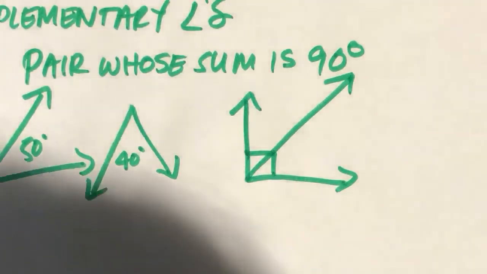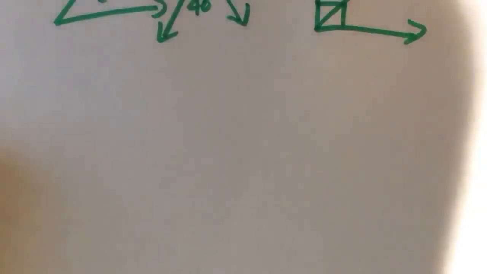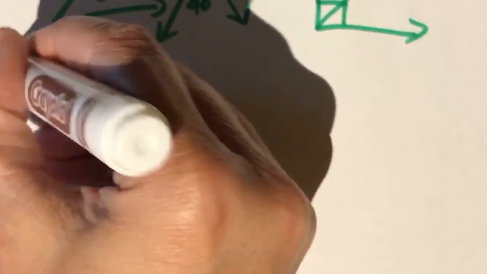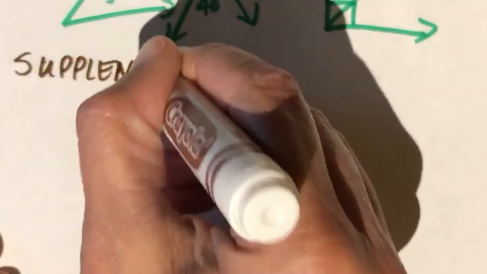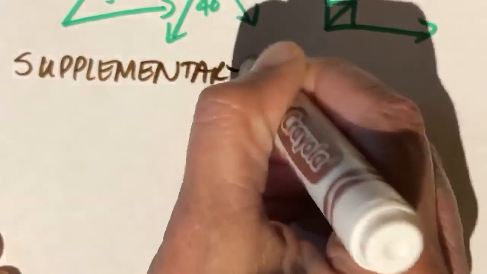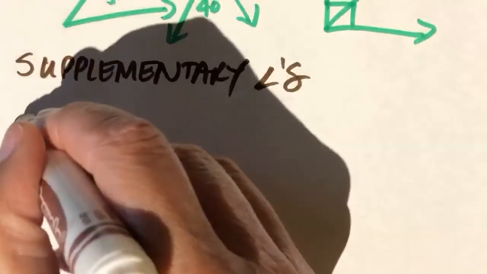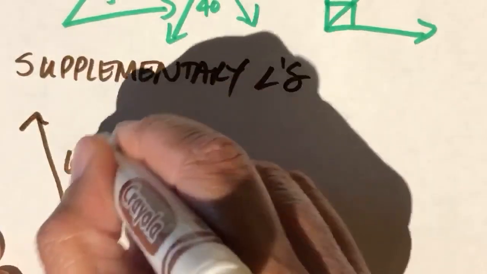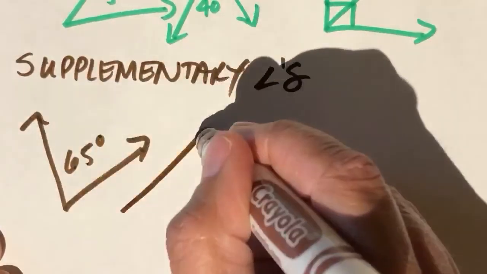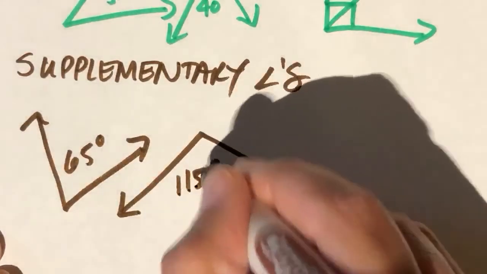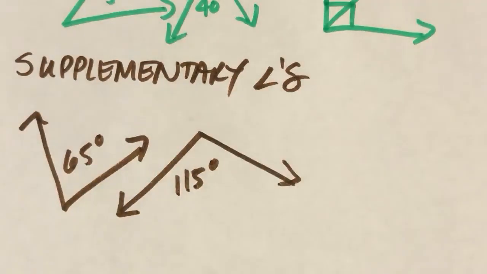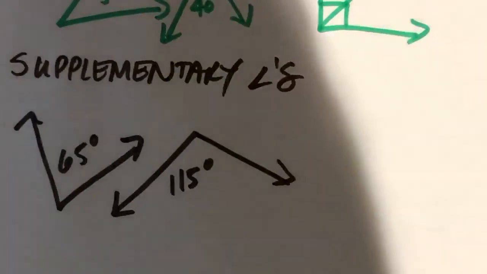Okay. So let's look at the next one. That's complementary, now supplementary. We've got supplementary angles. If complementary adds to 90, supplementary adds to 180. And supplementary would look something like this. This is 65 degrees and this one is 115, something like that. They add to 180, okay?